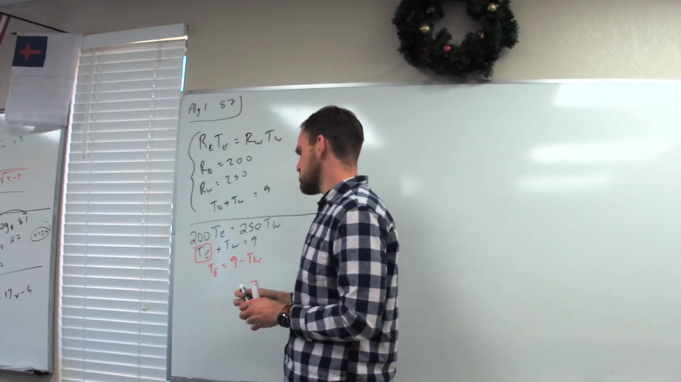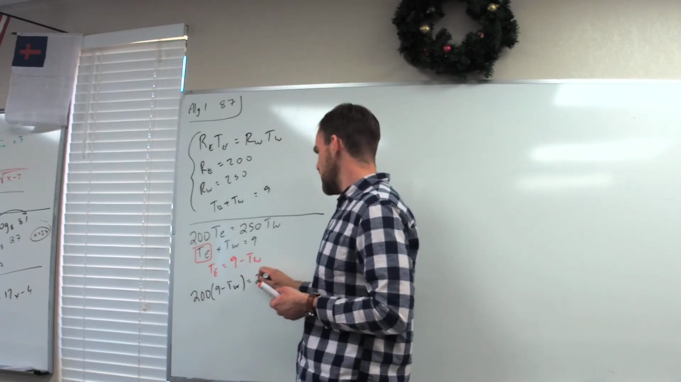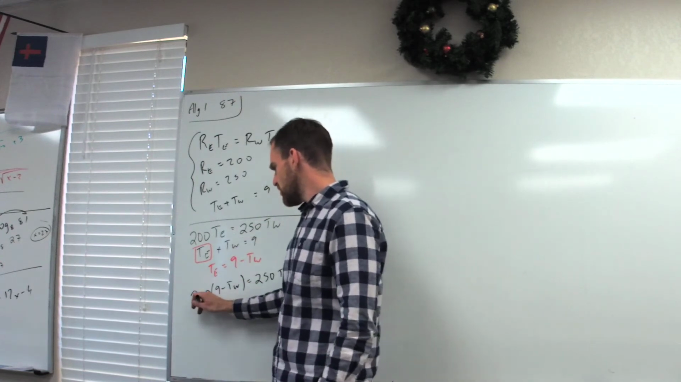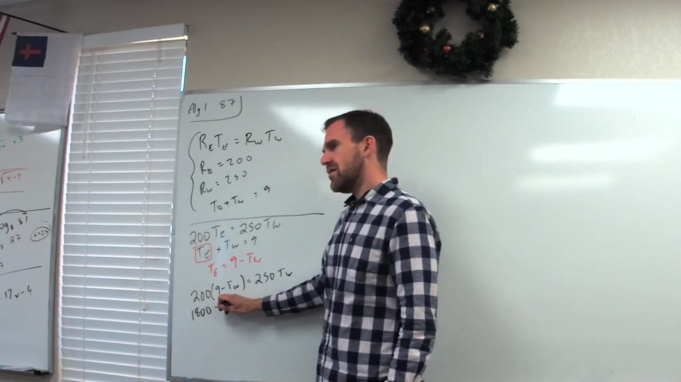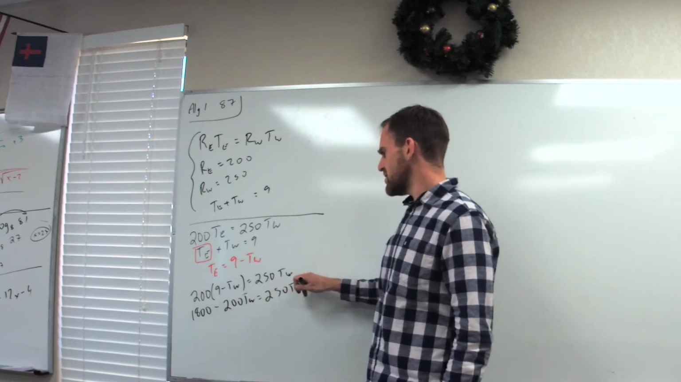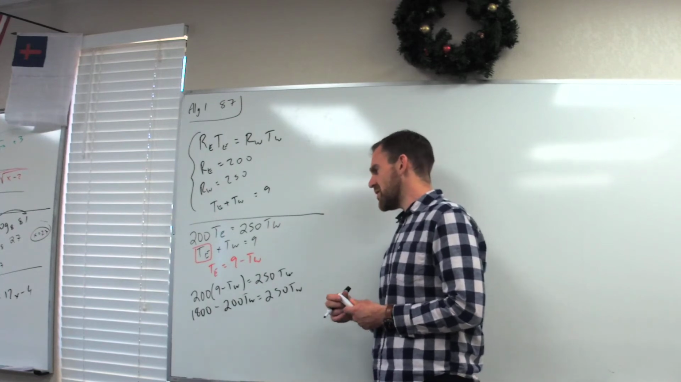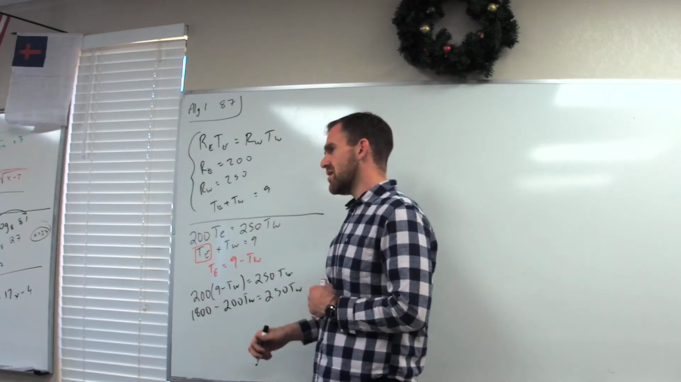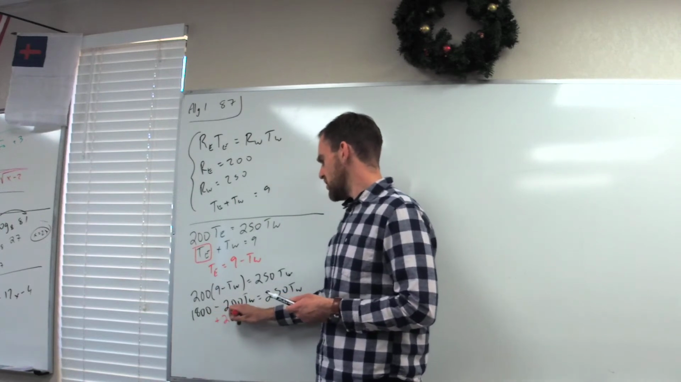And plug it in. 200 times (9 minus TW) equals 250 TW. Can I solve this? Yeah. Sure, you have one equation in one variable. 200 times 9 is, everybody, come on. 1800 minus 200 TW equals 250 TW. Final step, AJ? Divide, or wait, no. Add, subtract, multiply, or divide. Subtract. So if I subtract, I'm going to get double negative, so you add. The opposite of subtraction is addition.